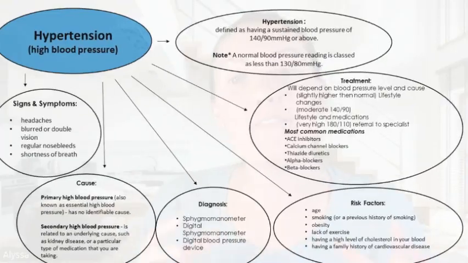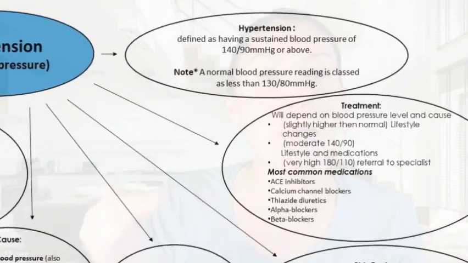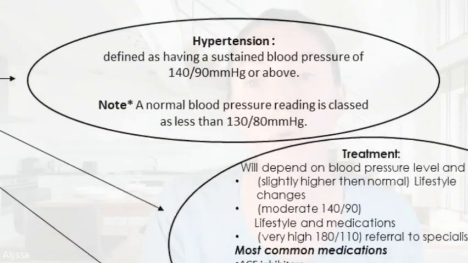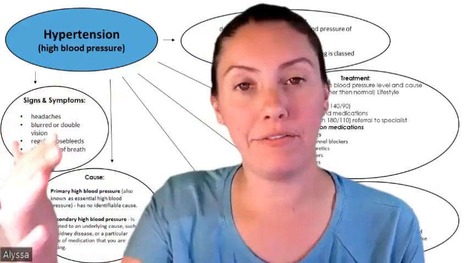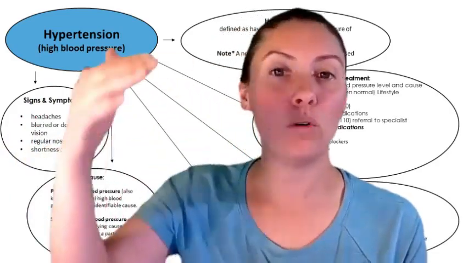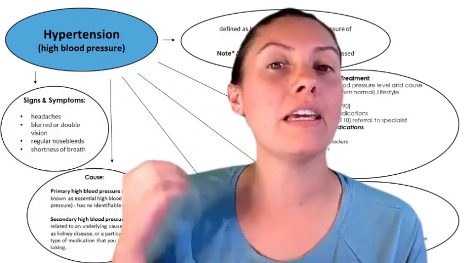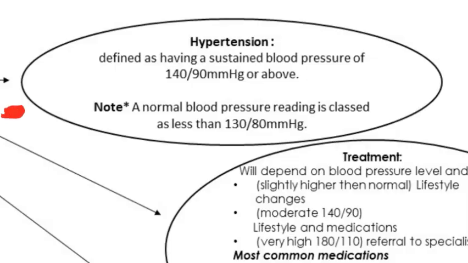So hypertension is defined as a sustained blood pressure of 140 over 90 or above. Okay, so it would be sustained. So it would be elevated constantly above that 140 over 90. Now, we do want to know a normal blood pressure reading is classed as less than 130 over 80. Okay, so when it starts creeping up, the doctor will definitely be telling you that we need to watch that and possibly make lifestyle changes, which we'll get into in just a few moments here.